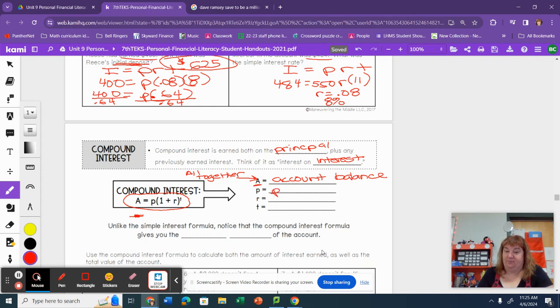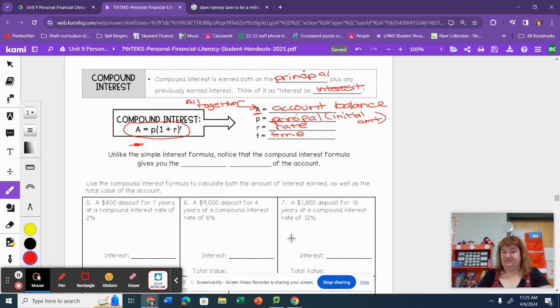So P is still principal. Oh, I spelled principal wrong up here. Principal, initial amount. R is the rate. And T is the time. Okay. So, unlike the simple interest formula, notice that the compound interest formula gives you the total value. Because it starts with A, I like to say all together.